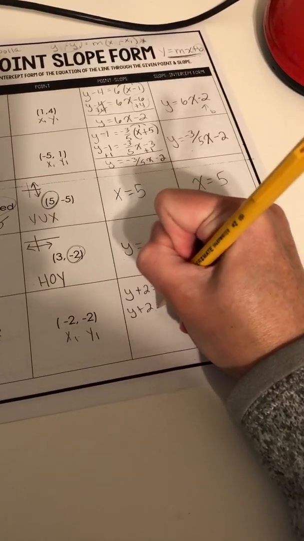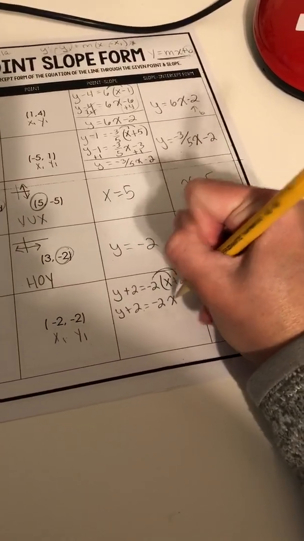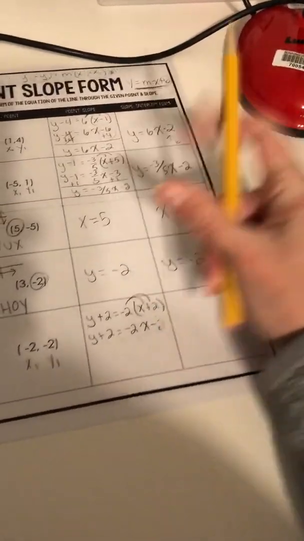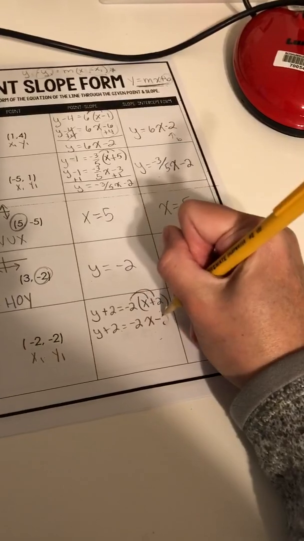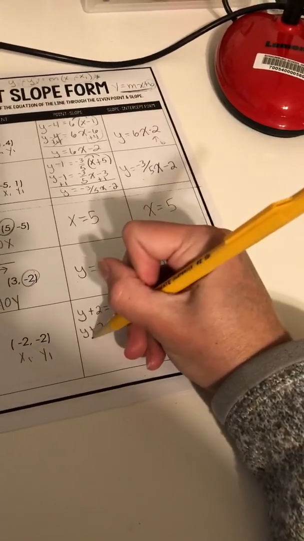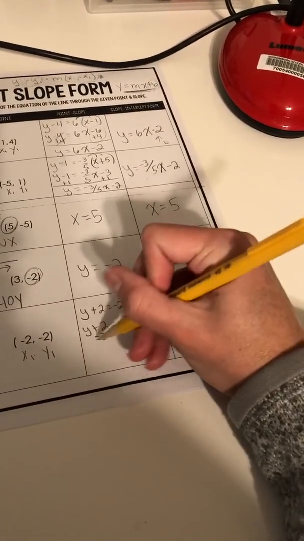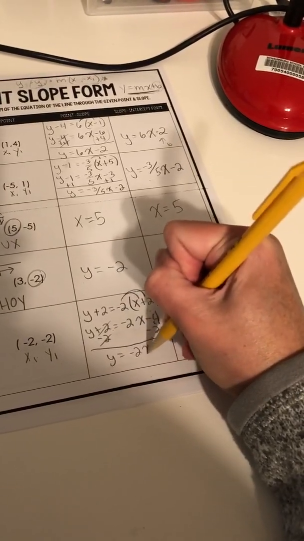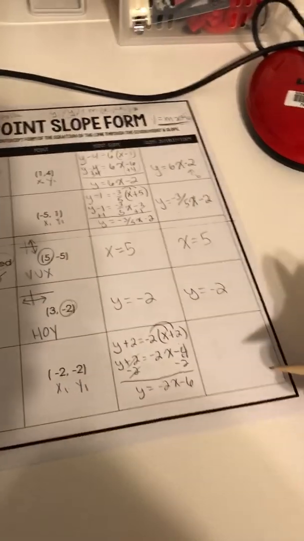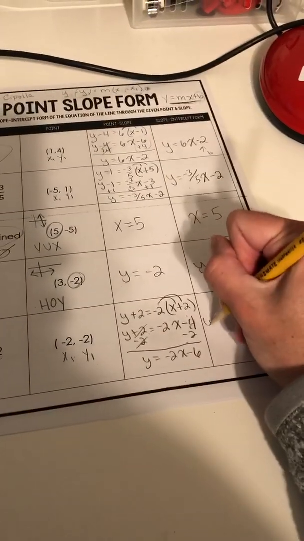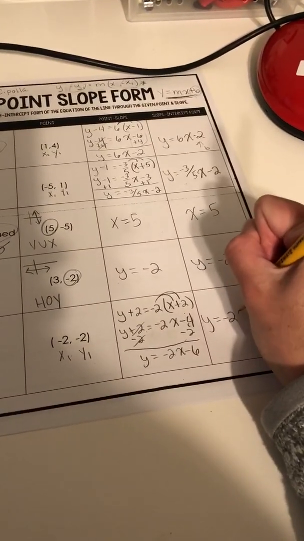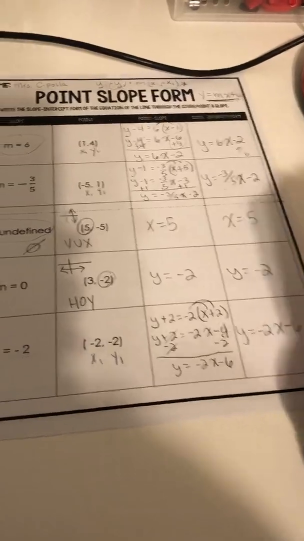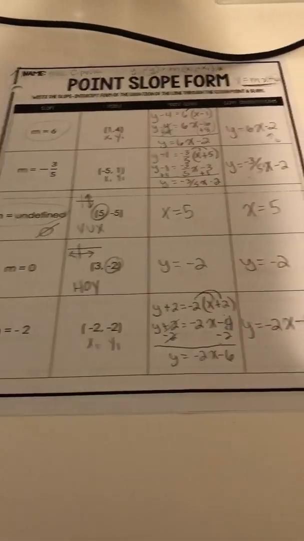y plus 2 equals negative 2x minus 4. Minus 4. Come on, Mrs. Spola. 2 times 2 is 4. All right, minus 2, minus 2. Cancel, cancel. Y equals negative 2x minus 6. So my y-intercept that I found was negative 6, this guy right here. All right, so that is that.